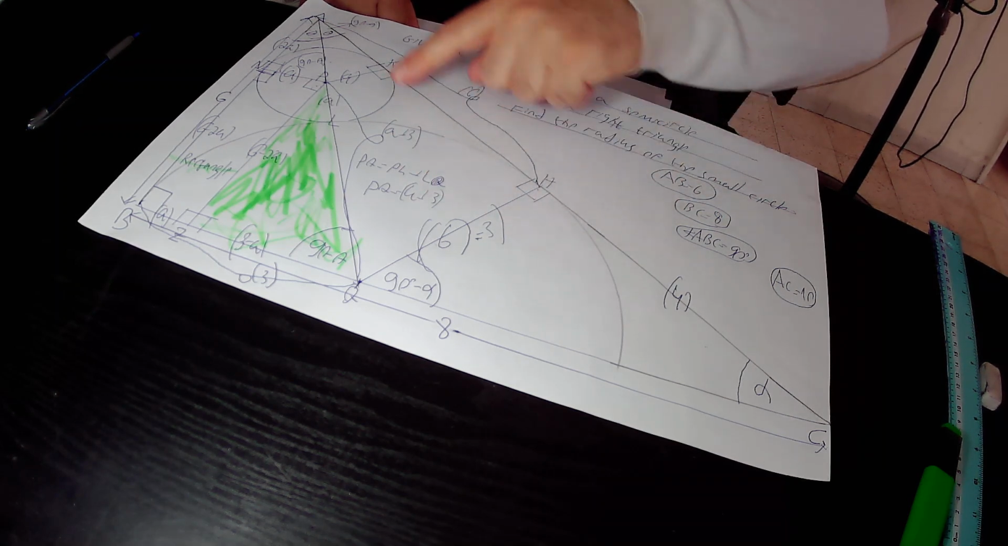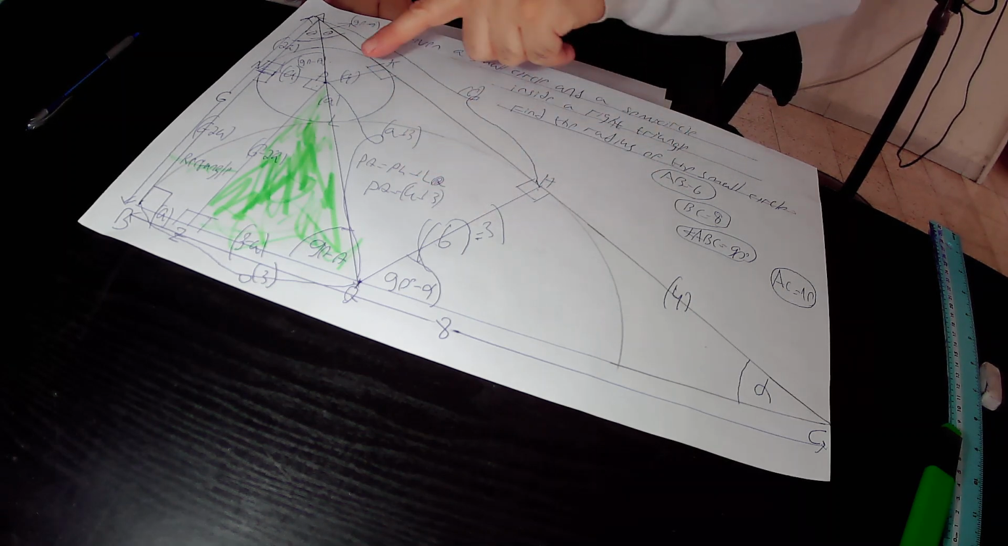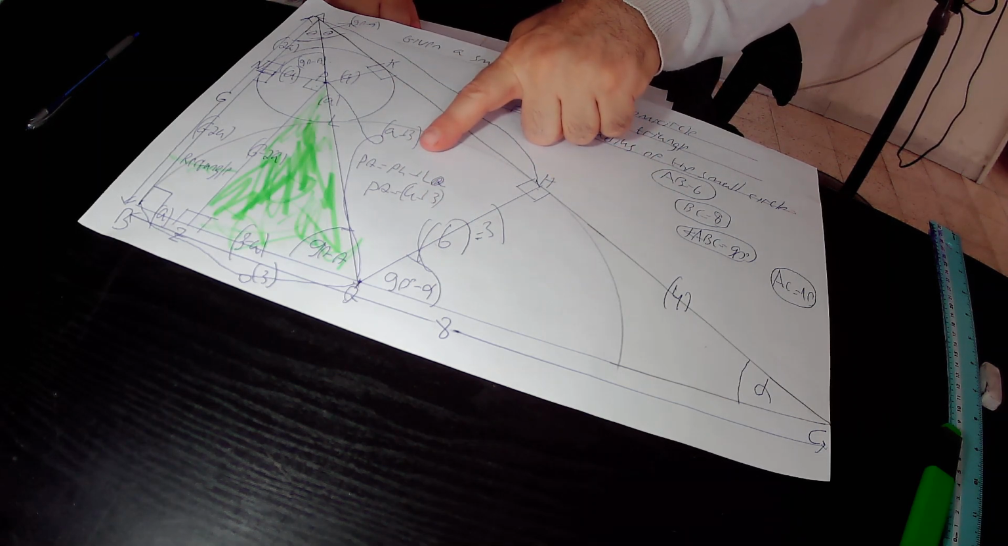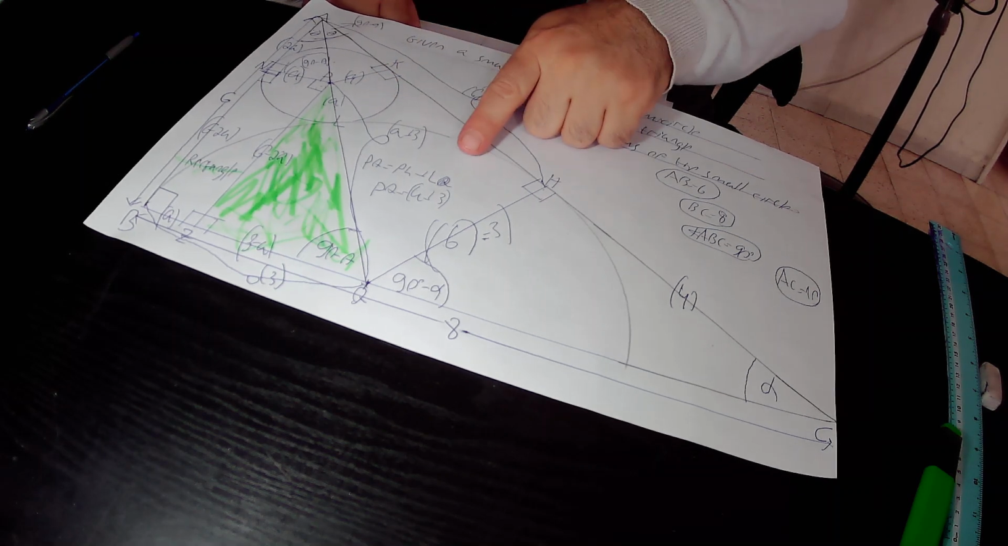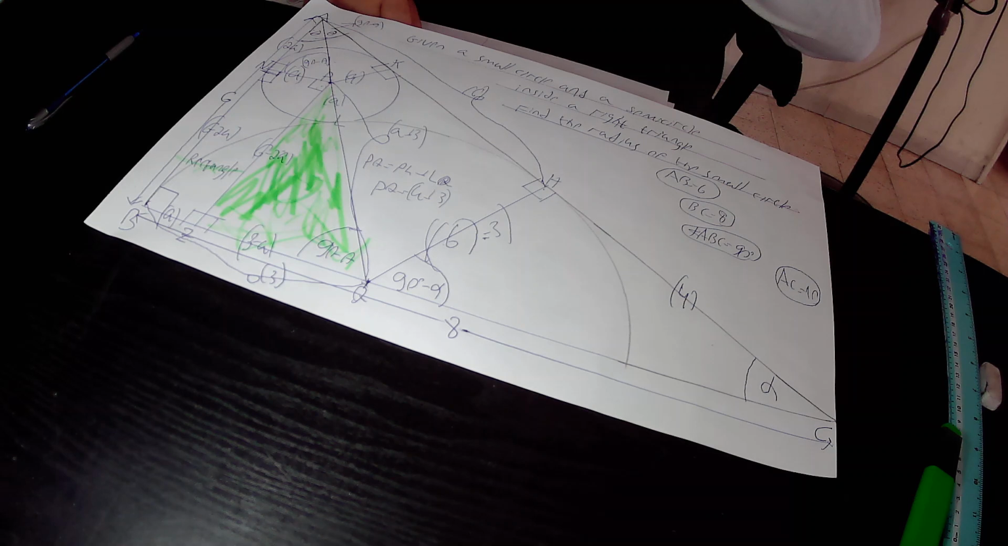If PLQ is one straight line, it means that PQ also is a straight line. But what is the length of PQ? PQ equals PL plus LQ. PL is A, and LQ is 3. So in total, PQ equals A plus 3.